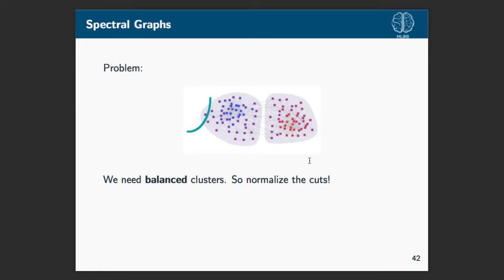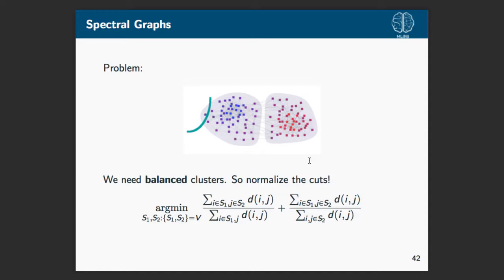So let's normalize the cut by how many elements are in each cluster after the cut, right? So now our formulation looks like this. This is the same thing as before from the last slide. We're still finding the two sets of vertices that split our vertex set. We're summing over all the edges from one set to another, right? But this time, we're adding in all the edge lengths from one set and all the edge lengths from the other set. So we're normalizing it by this factor of how many edges are in each set. So this is called normalized min cut. Any questions so far? This is our new formulation.